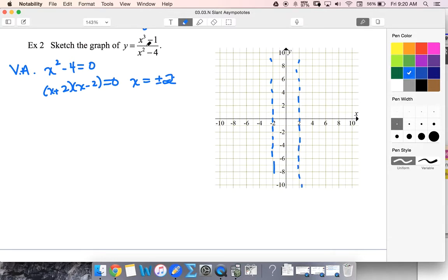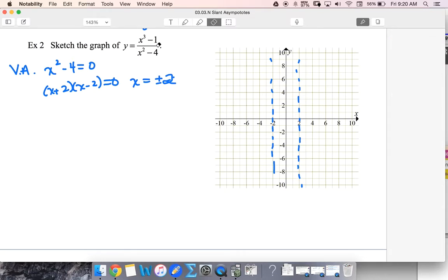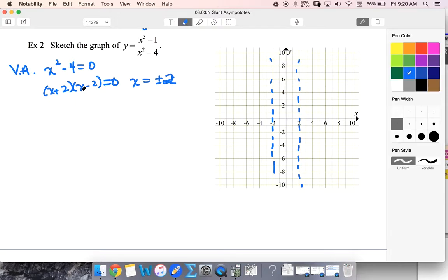Horizontal asymptotes, I don't have one. Power of numerator is 1 bigger than denominator. That tells me I'm going to have a slant asymptote. So let's think about that slant asymptote. Really, my denominator is (x plus 2)(x minus 2), so I might want to use synthetic division and try using one of those.